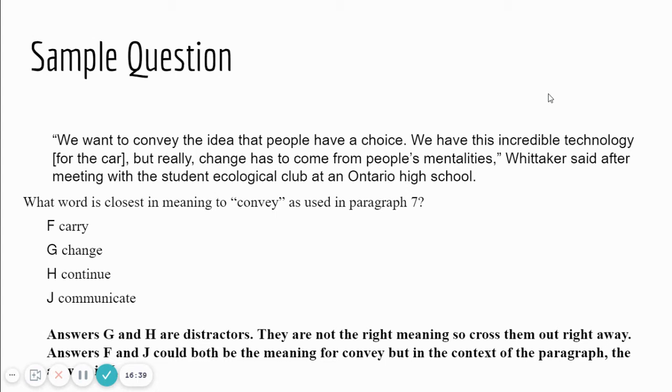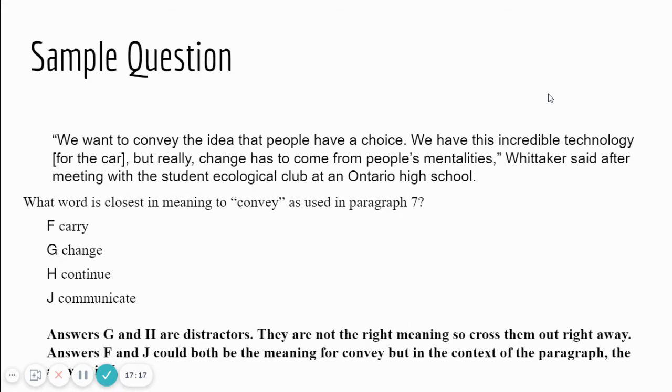So let's try these strategies on 2 sample questions, okay? So we want to convey the idea that people have a choice. We have this incredible technology for the car, but really change has to come from people's mentalities, Whitaker said after meeting with the Student Ecological Club at an Ontario high school. So I just took a little piece of this article. We don't even have the whole thing, so we don't have a lot of context. We don't have a lot of background knowledge for it, but we're going to use our multiple choice strategies to answer this. So what word is closest in meaning to convey as it is used in paragraph 7?